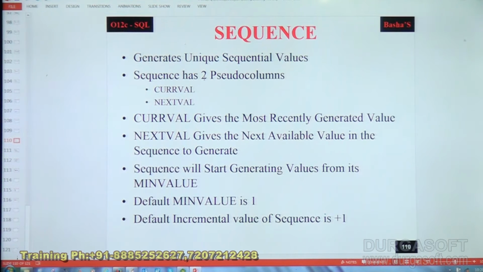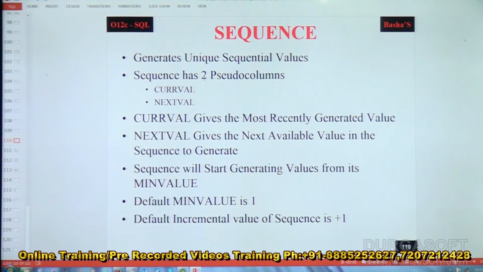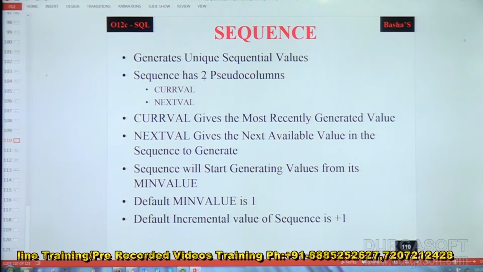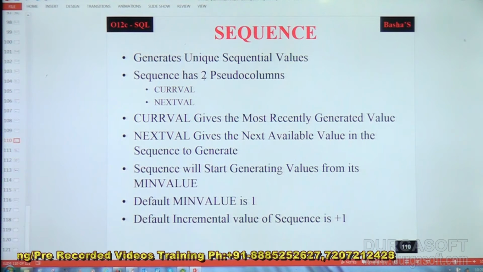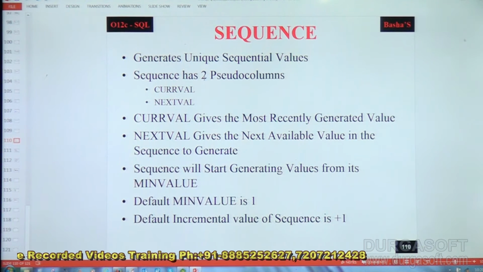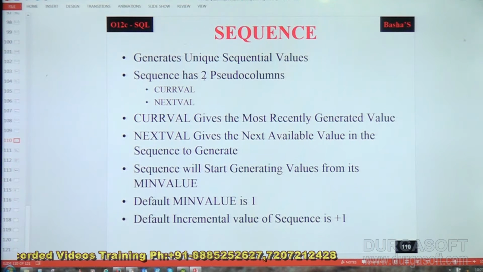Sequence has two pseudo columns. One is currval and the other is nextval. Currval will always give the most recently generated value by the sequence. So whatever value the sequence has generated, that value will be displayed by currval. But if we want to access currval from the sequence, at least one value should be generated by the sequence.